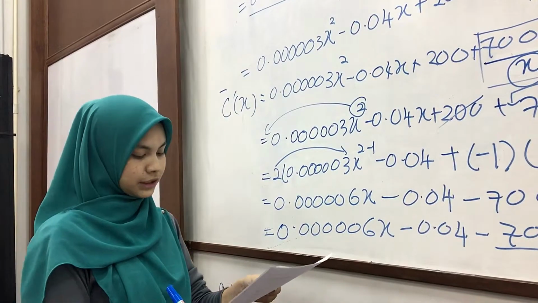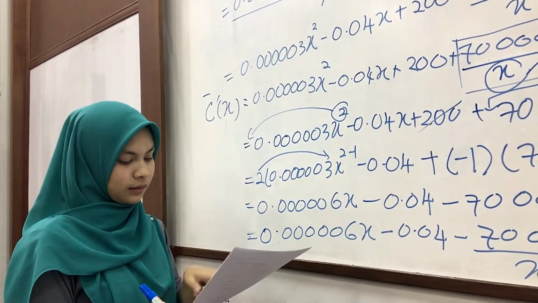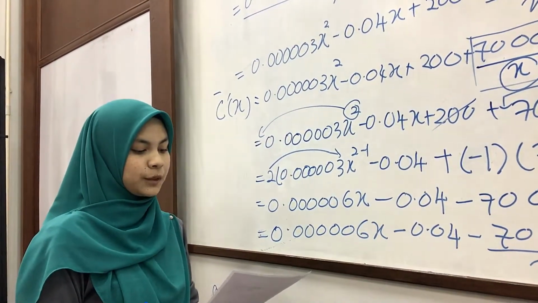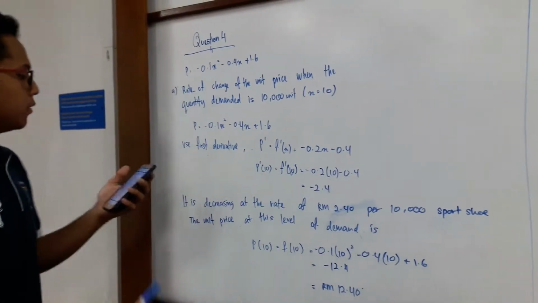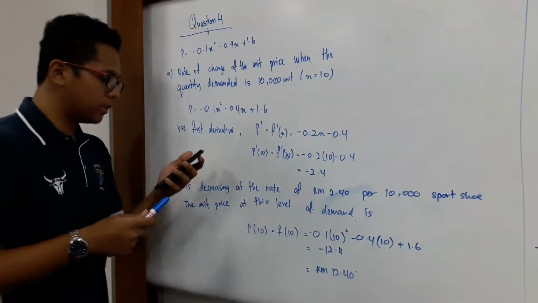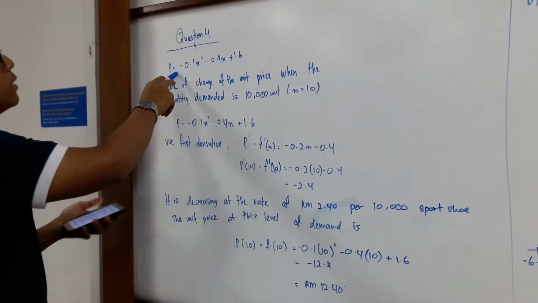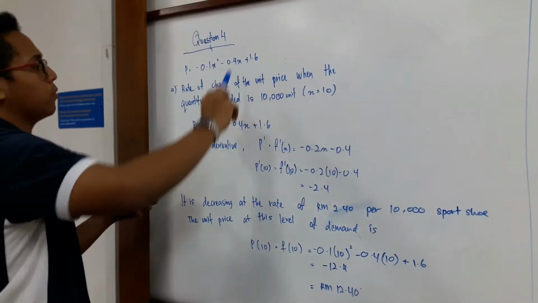For C part 3, analyze the economic implication if you get a negative value in the marginal cost. So, the higher the quantity of product, the x units of the perfume, the cost will decrease. So question 4: the demand function for the sports shoe is given by this function, P equals negative 0.1x squared minus 0.4x plus 1.6.